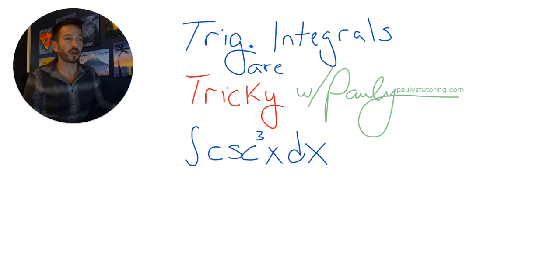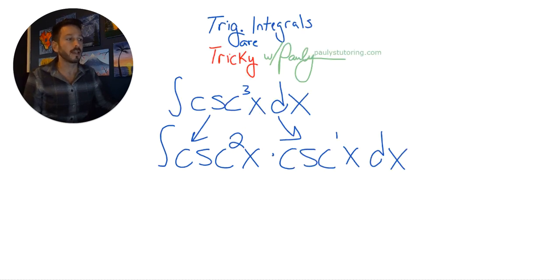Finally, trig integrals are tricky. Today we have the integral of cosecant cubed of x dx. Well, you should know right off the bat that you can split up cosecant cubed into cosecant squared times cosecant, just like you could split up x cubed into x squared times x.